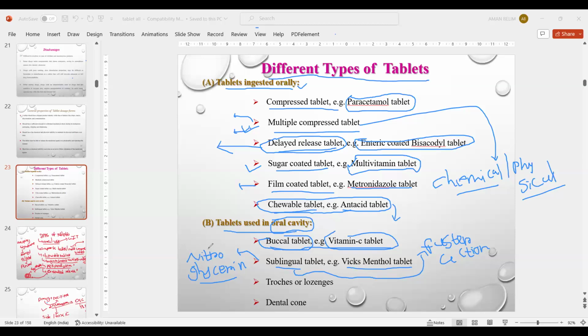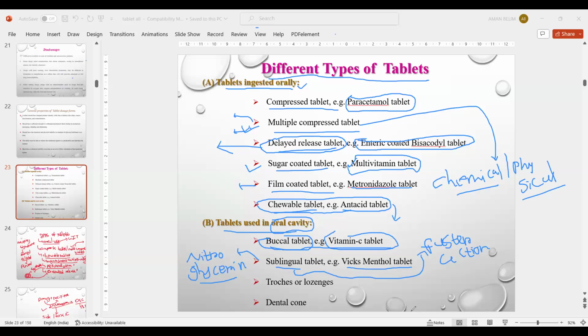Why is mannitol used in chewable tablets? The reason behind it is that it will give you a negative heat of solution. And because of the negative heat of solution, it gives a pleasant effect, or a pleasant taste in your mouth, and that's why it is used in chewable tablets. The reason behind the pleasant taste is a negative heat of solution.